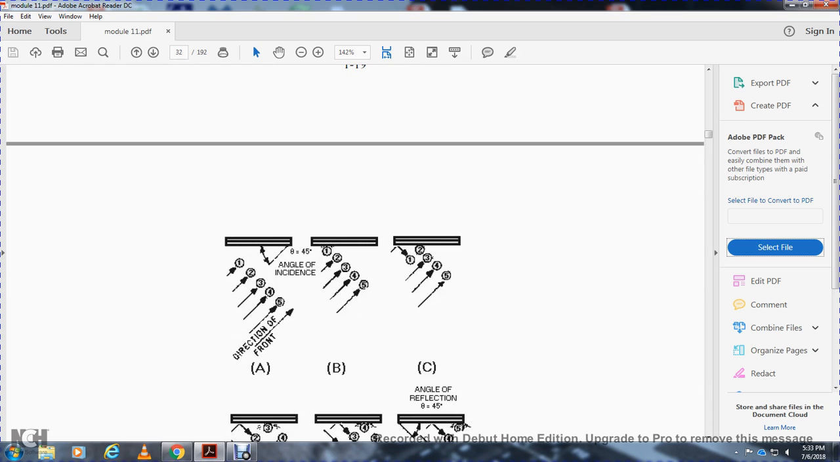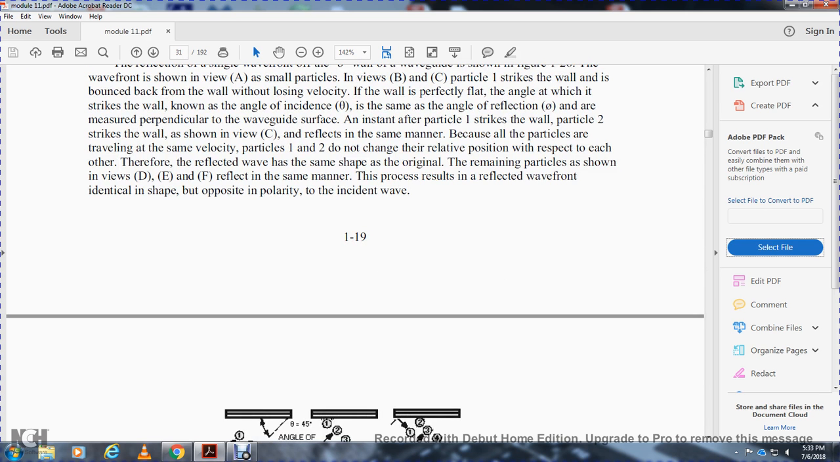Figure A shows the direction of the wavefront and the angle of incidence, and then C shows an instant in which particle 1 strikes the wall and particle 2 strikes the wall. View C reflects in the same manner because all the particles traveling in vertical paths 1 and 2 do not change relative position. And the remaining particles in D, E, and F reflect in the same manner.